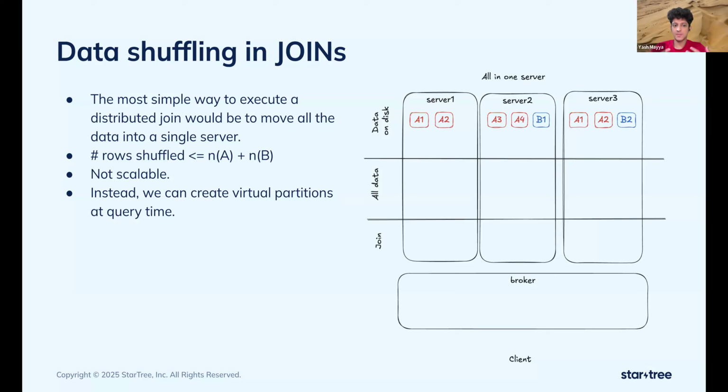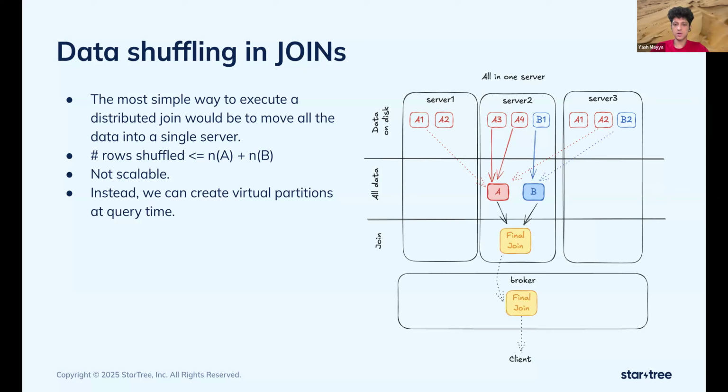So the absolute most simple way to execute a distributed join would be to move all the data into a single server where we would then execute the join. And here the rows shuffled would be less than or equal to, or of the order of, the total number of rows across both the tables. Let's take a look at this example where we have three servers, two tables A and B that need to be joined with segments spread across the three servers. So here, let's say we choose server 2 to execute the join. We'll send across all our rows for both the tables into that server. Then we'll actually execute the join before sending the final result to the broker and to the client.